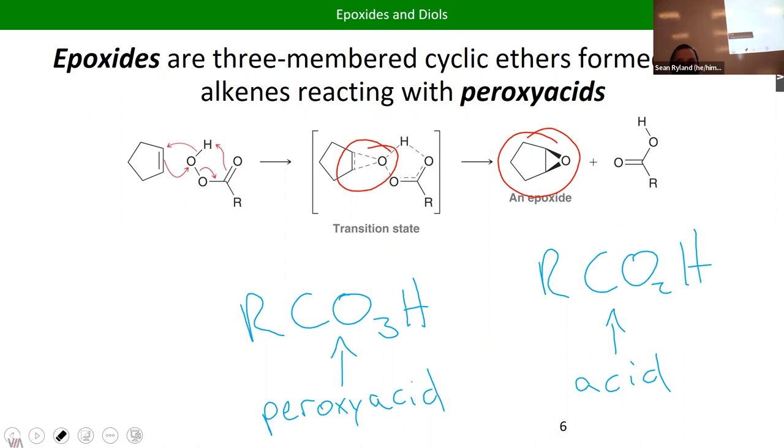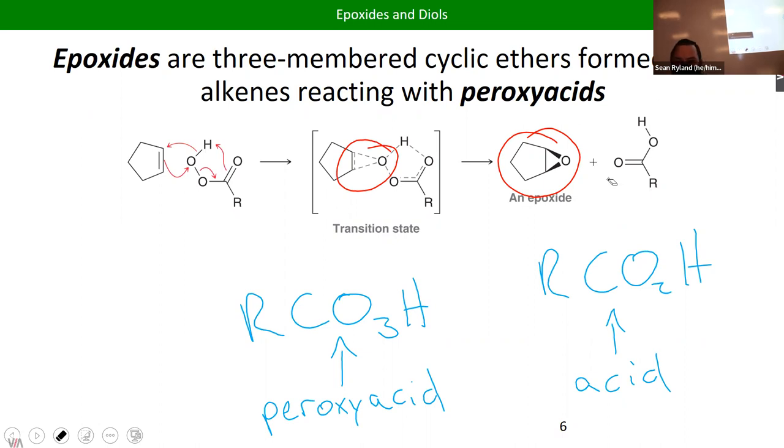So it's not super stable, but we did go from a pi bond to all sigma bonds, and all sigma bonds is a little bit more stable in theory as well. So it's not that uphill in energy. If you start from an alkene or something with pi bonds, it's not that uphill in energy to make an epoxide despite all the strain energy.